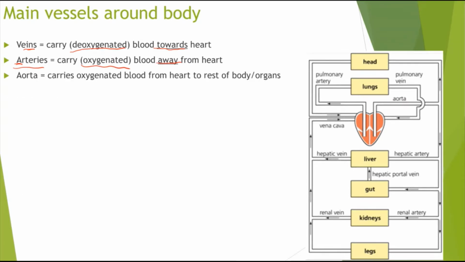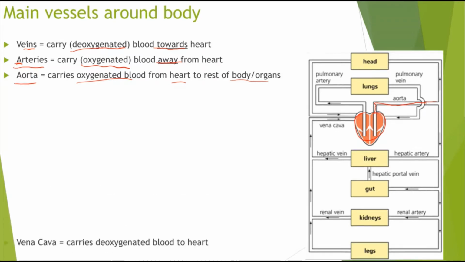Okay, so next is the aorta. The aorta carries oxygenated blood from the heart to the rest of the body, as well as organs. So the aorta is basically a type of artery because it's carrying blood away from the heart. In the diagram, as you can see, we have the heart there, and we have the aorta carrying blood away from the heart.